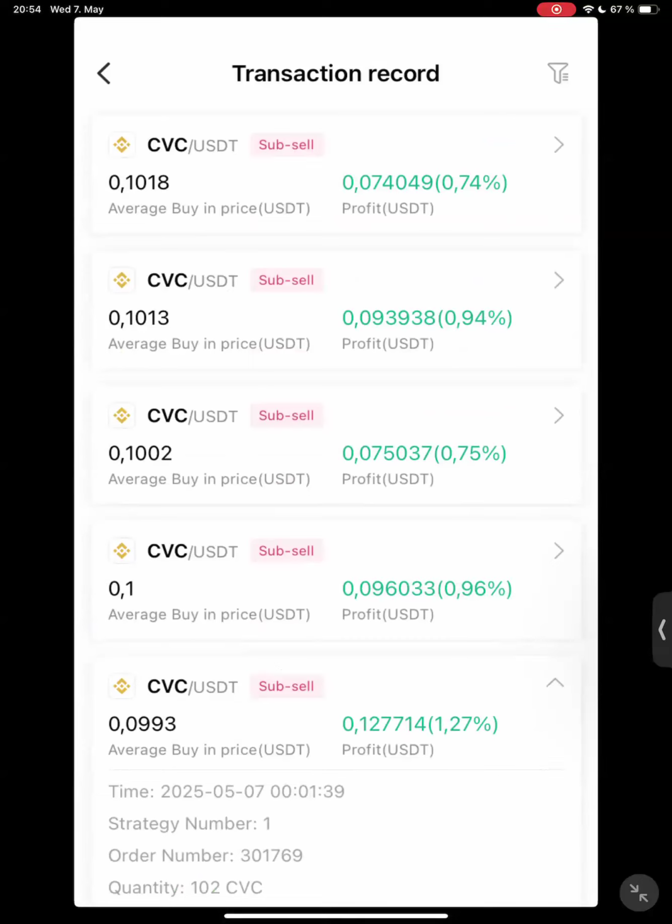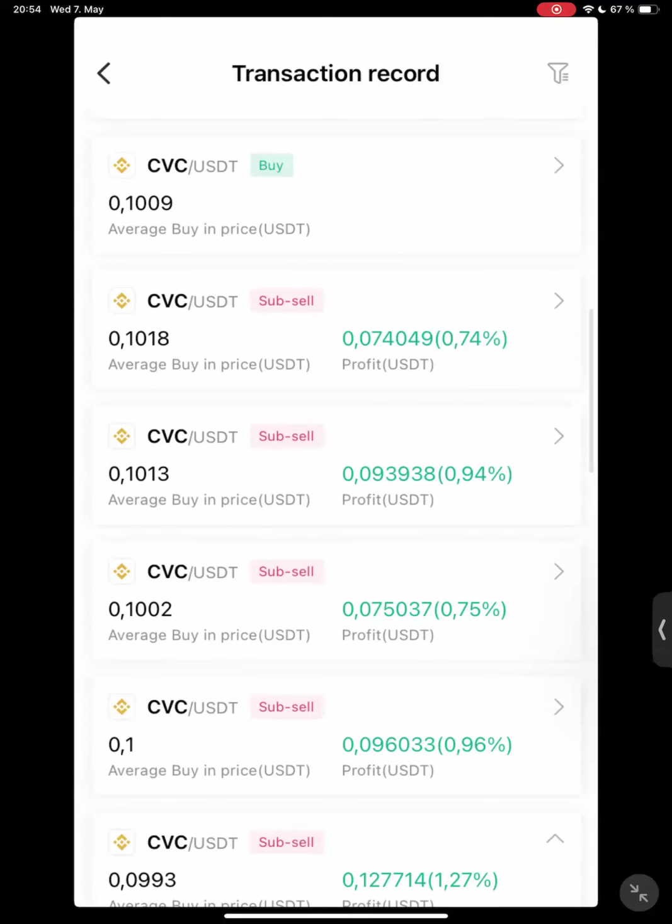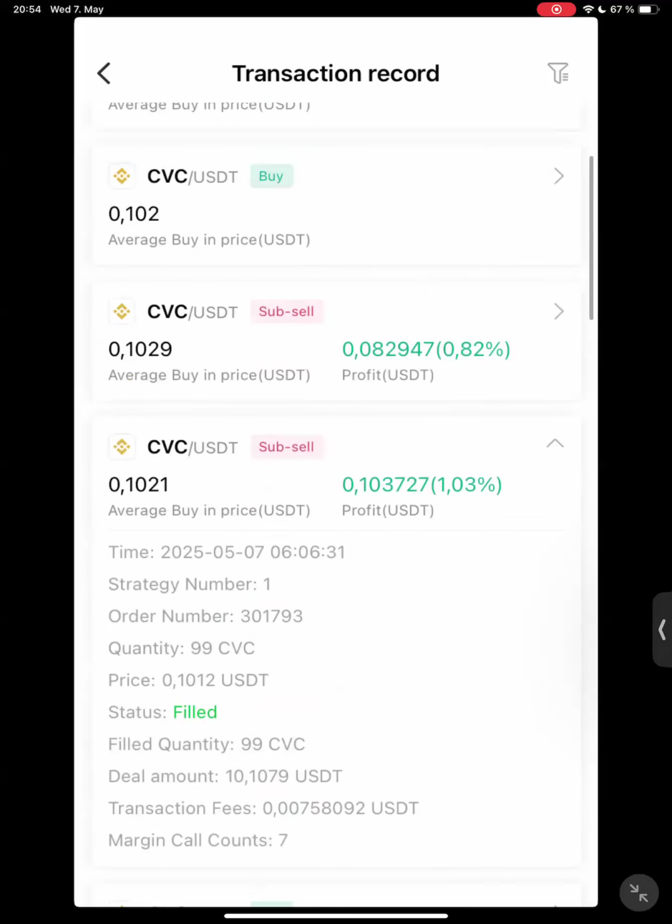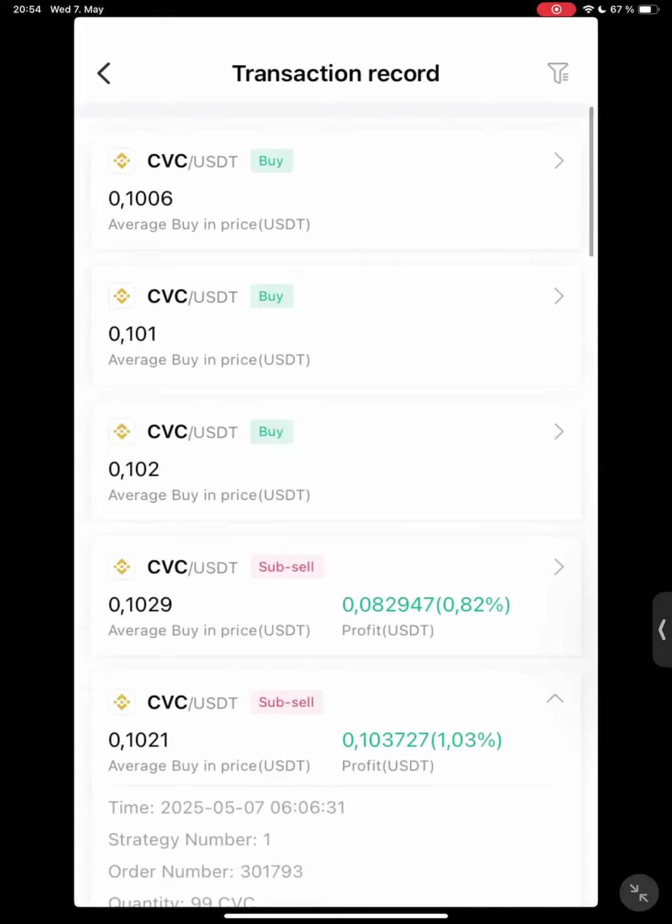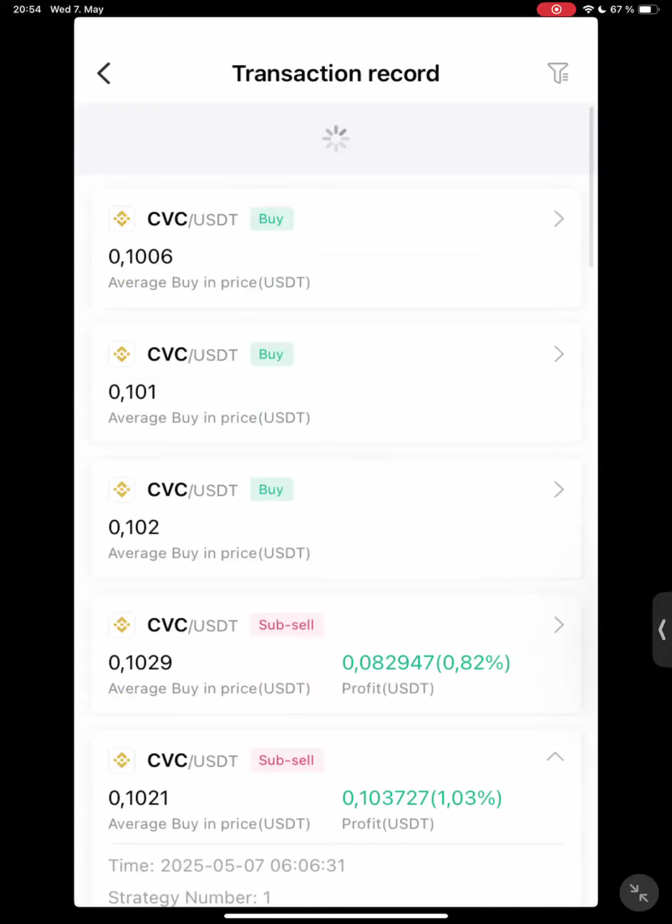1.2 plus 0.96 plus 0.75 plus 0.94 plus 0.74 plus 1.03 plus 0.82. I think that's all. Yeah. So this is 6%.